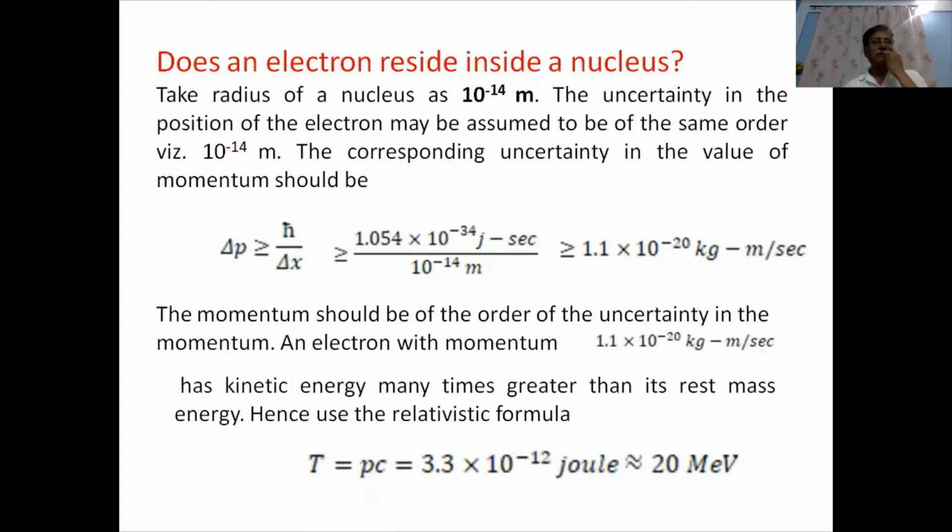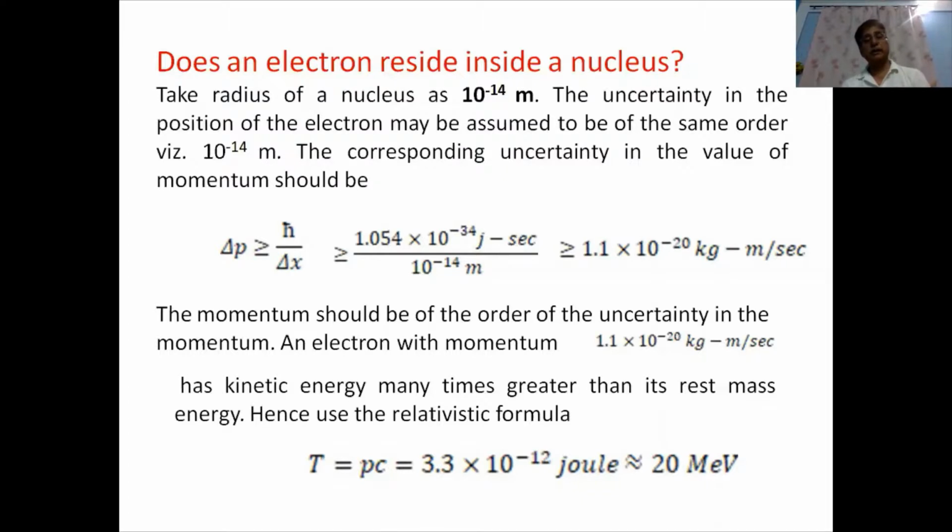Next, one more problem that is very common and always discussed in a classroom situation is: does an electron reside inside a nucleus? If it doesn't, why doesn't it reside inside the nucleus? Now let us presume initially that the electron resides inside the nucleus. So let us take the radius of the nucleus as 10 to the power of minus 14 meter. Naturally, the uncertainty in the position of the electron may be assumed to be of the same order, that is 10 to the power of minus 14 meter.